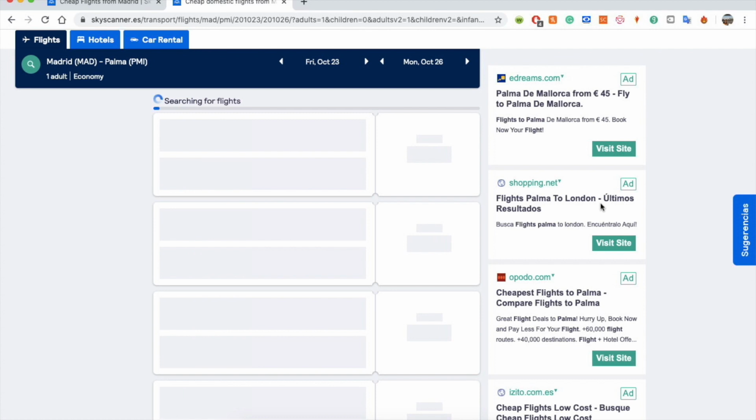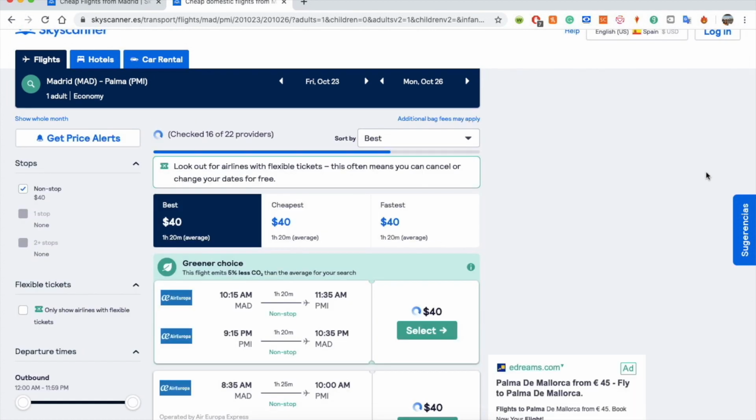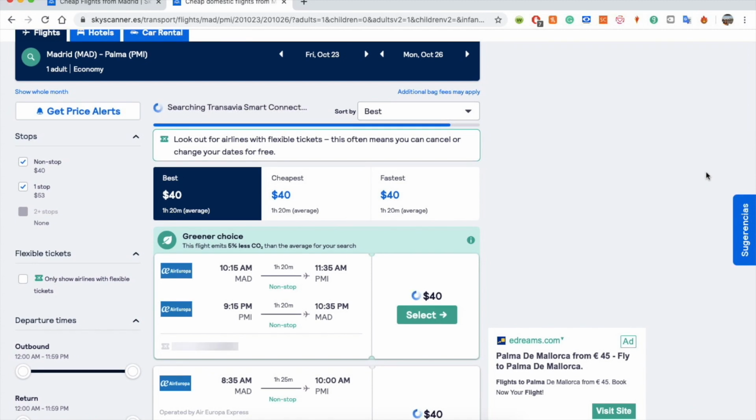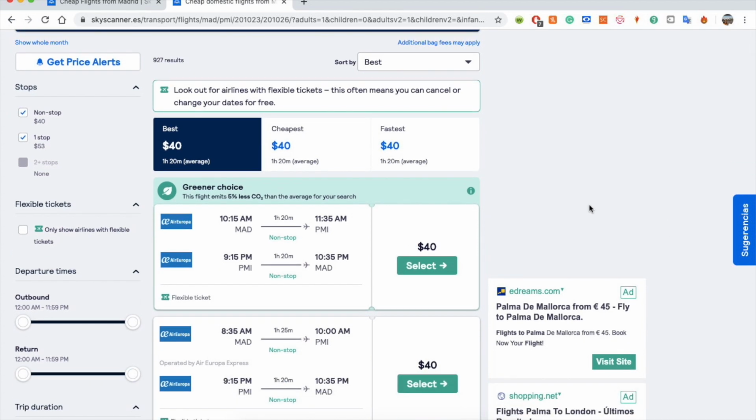Okay, let's give it a second to load. I get in so much trouble looking at Skyscanner because I just want to book all the flights. I see 30 euros round trip and I'm like, okay, I have to buy it like now. Like this, $40 round trip for a weekend in Mallorca on an island.